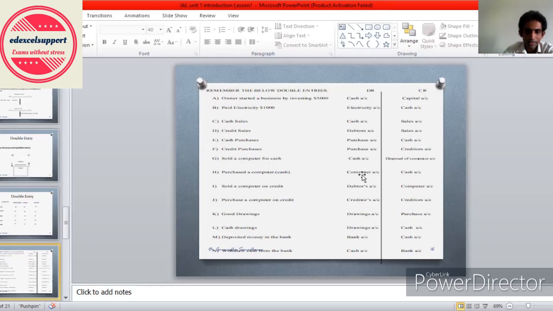When you sell, you get money, so the cash account. And the other one is the disposal of computer account. Mainly disposal is the word we use normally. So the cash account will be debited, the disposal of computer account will be credited. Purchased a computer for cash. Here we don't use the purchase account because it's not goods. So the computer account will be debited and the cash account will be credited.